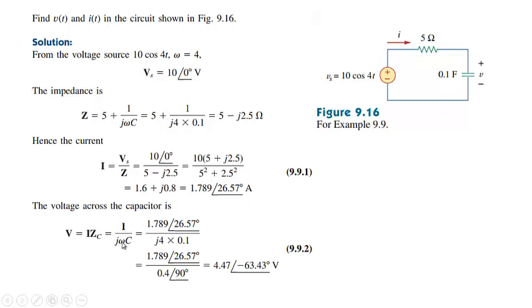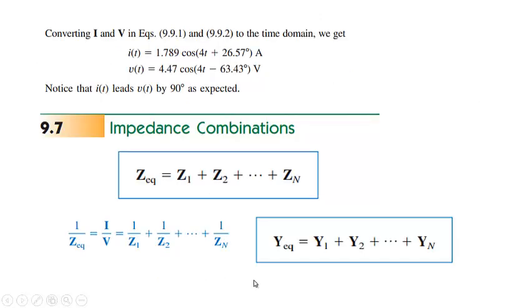So I divided by j omega c, I is this value, j omega c is this. It comes out to be equal to 4.47 at an angle of minus 63.42 volts. So in time domain, it will be 1.789 cos of 4t plus 26.57, and this voltage will be 4t minus 63.2.